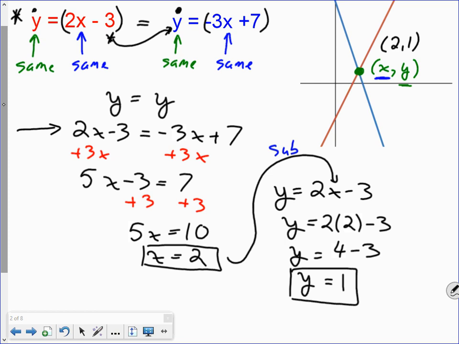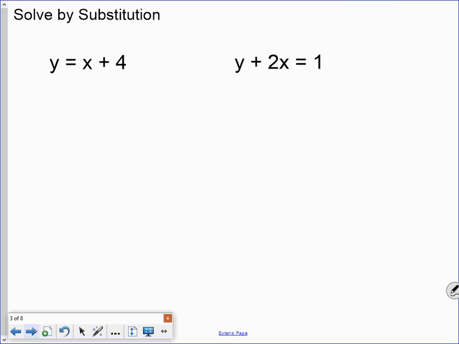Okay, so let's take a look at what this is going to look like when we actually solve by substitution. Here we've got our system of equations, y equals x plus 4 and y plus 2x equals 1. What we have in our first equation is that y is equal to x plus 4. We know that in these two equations, the y's are the same and the x's are the same. So over here in our second equation, where we have a y, we can replace it with this x plus 4 because y is equal to x plus 4.